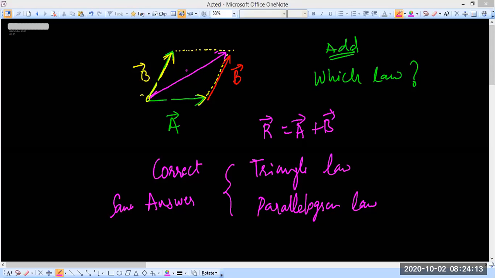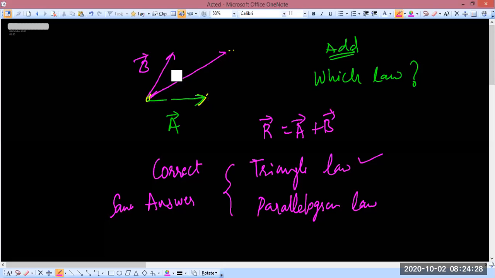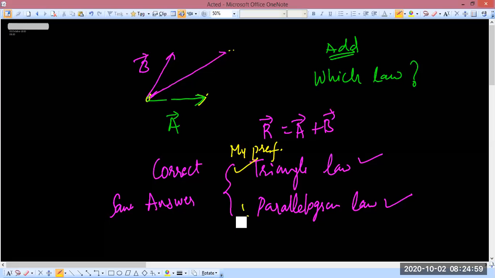So why have two laws? Simple. When you are given vectors head to tail like this, then you use the triangle law. It's easy to do it. But when you are given vectors with a common tail like this, then you use the parallelogram law. I hope that makes total sense to you. Both are always correct and they give the same answer, right? It is up to you what you want to do. Whichever you like. Personally, my general preference is the triangle law. That does not mean I don't know the parallelogram law. But like I said, this is my preference. You can have your own preference. No problem. Let's go to the next thing now.